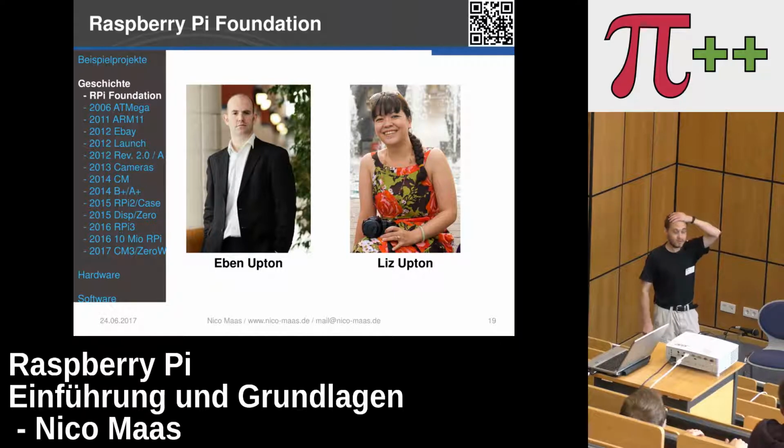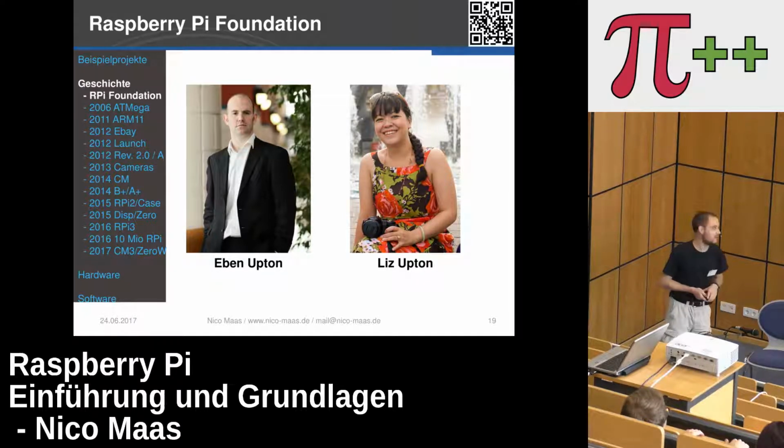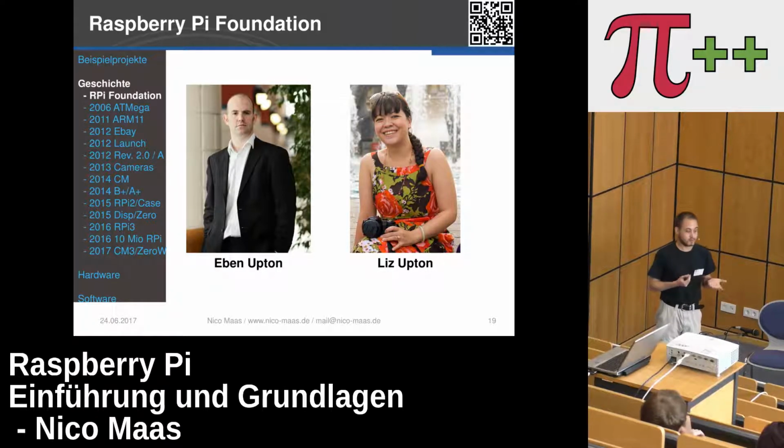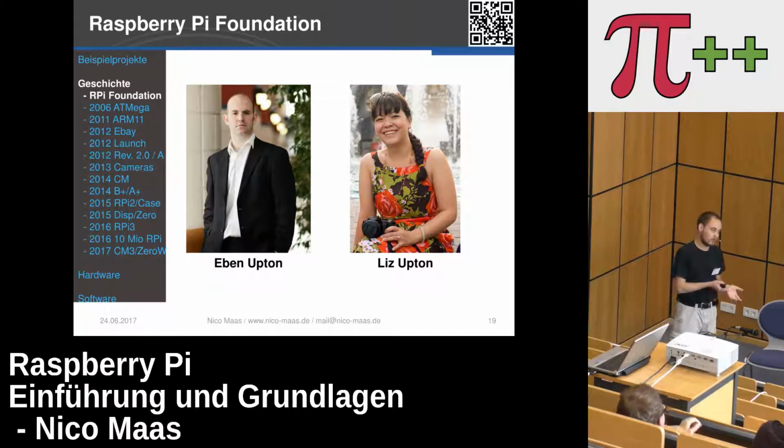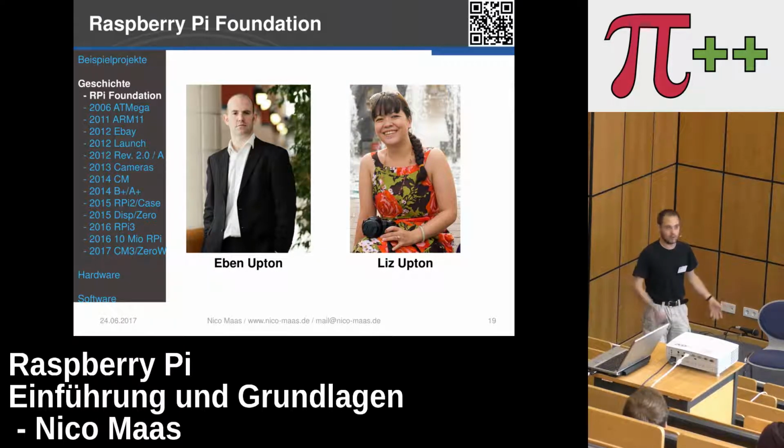Okay. Raspberry Pi started with these two persons, Ian Upton and Liz Upton, or now Liz Upton, because they're married. And the idea of the Raspberry Pi, or the problem, was that most people, or let's cut it short, Ian Upton worked at Cambridge University, and he saw that the number of persons going into IT was declining. So a lot of the people who joined studies at university did not choose IT anymore, which is kind of interesting because most people think they are all going into IT, which is sadly not true.